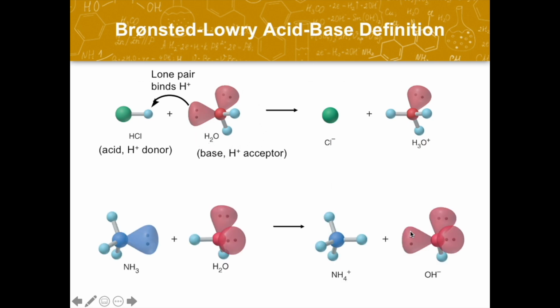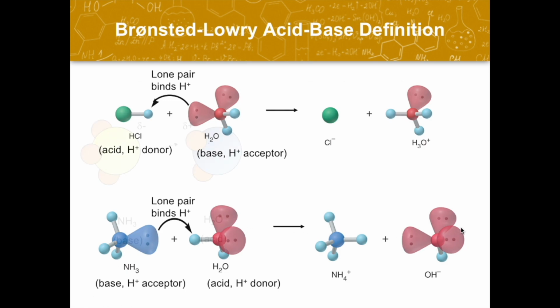While in the other image, we have here a base which accepts a proton from water. So here, water is the proton donor while ammonia is the proton acceptor. So based on this reaction, water here is an acid, and then ammonia is the base since it is the proton acceptor. So note that water is what we call amphiprotic since it acts as a base in one case and as an acid in another case.